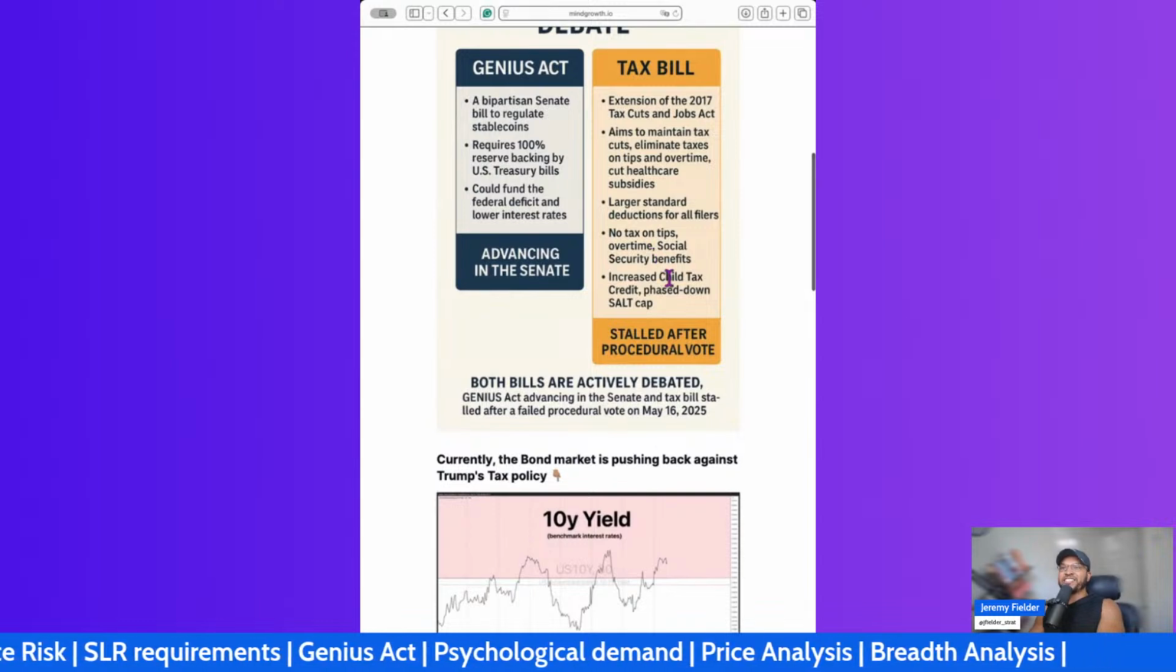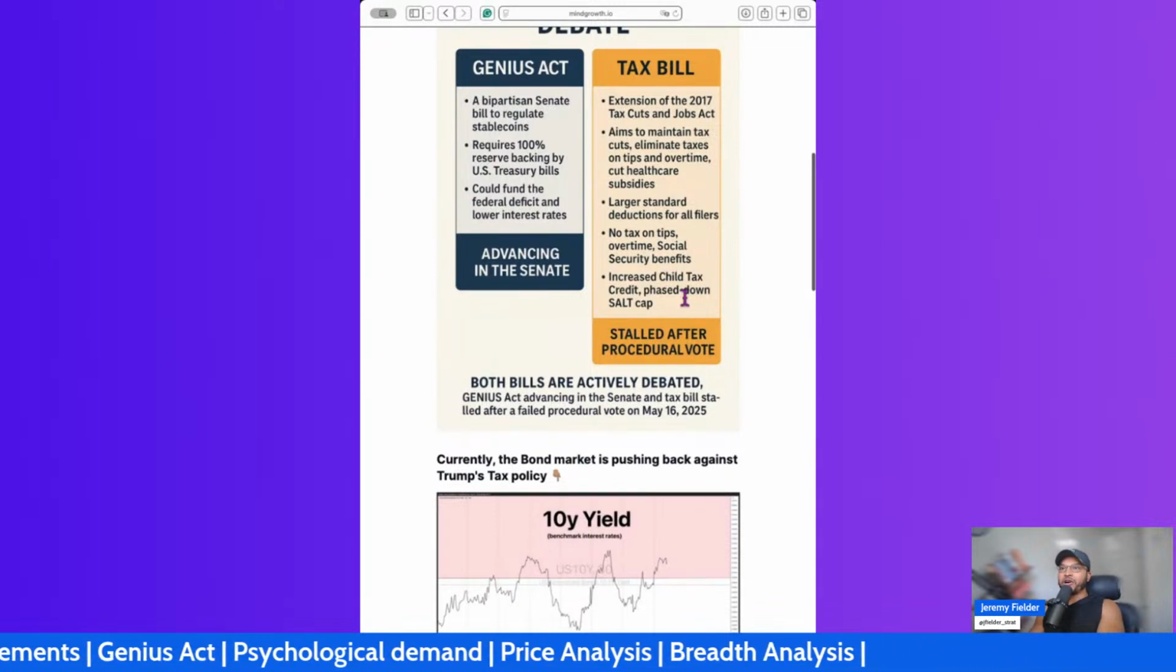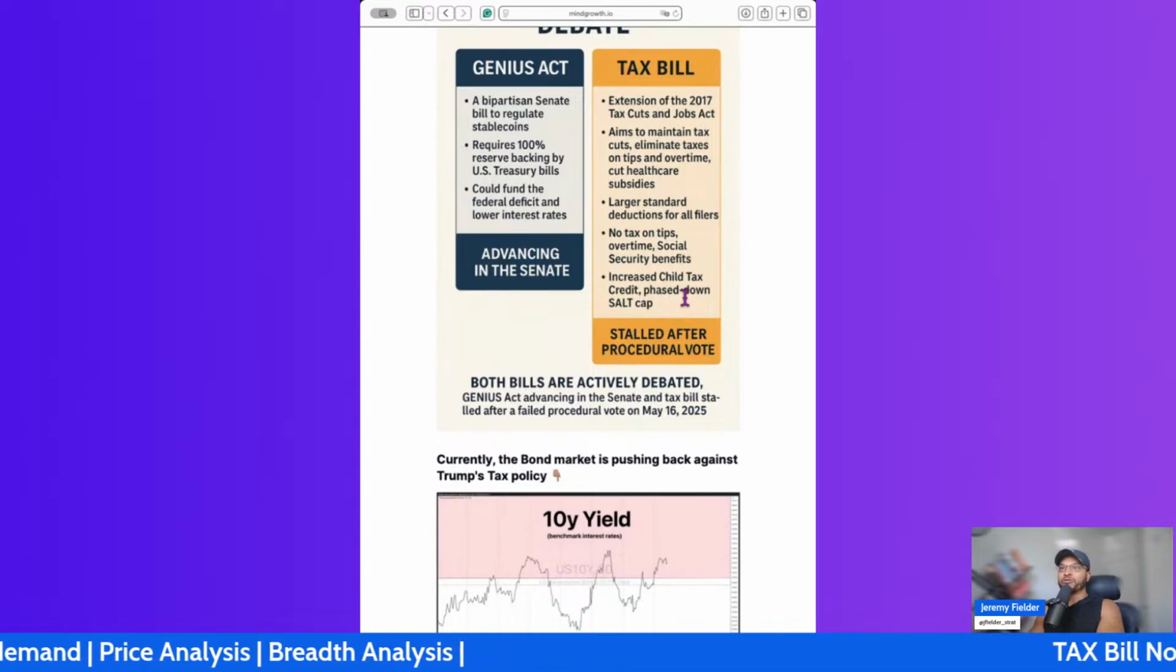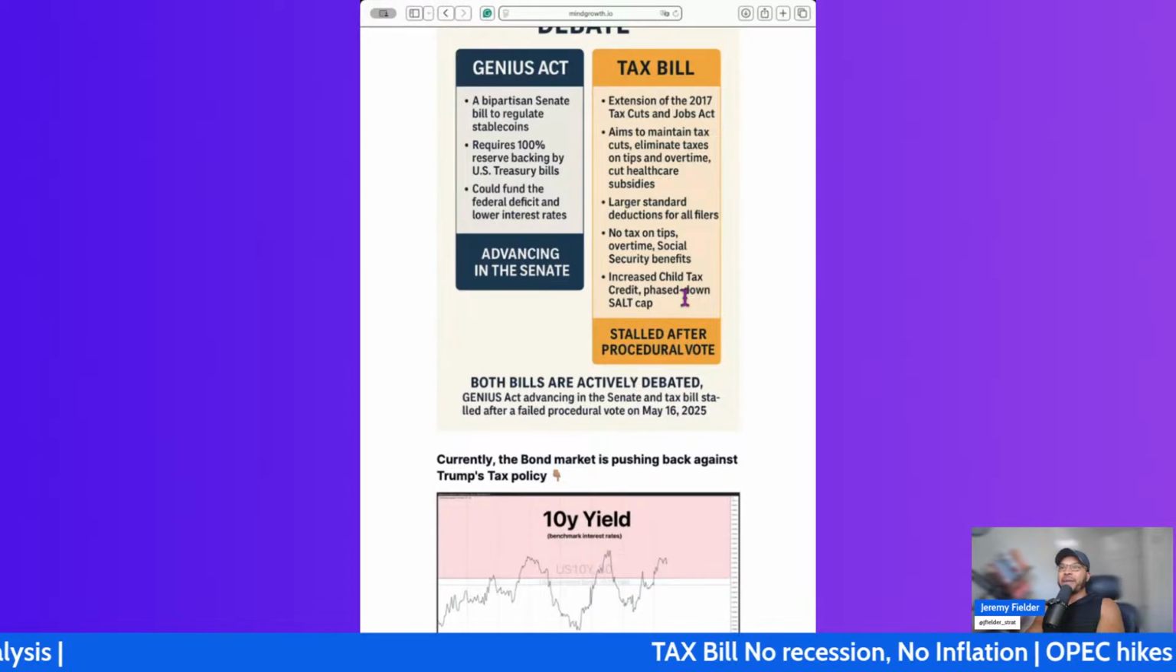What else is the big one? The SALT cap. That was a huge one that they were arguing about over the weekend. I think that's the main issue right now, the SALT cap. I'm not super familiar with it, but it's more deductions. It's basically a cap on deductions, and there's all this other stuff in it.